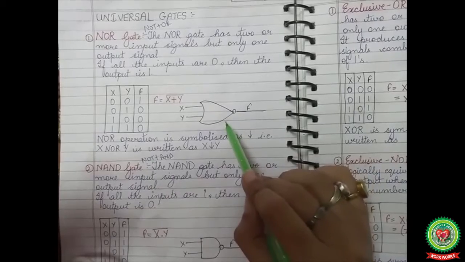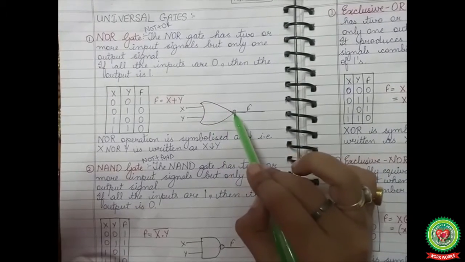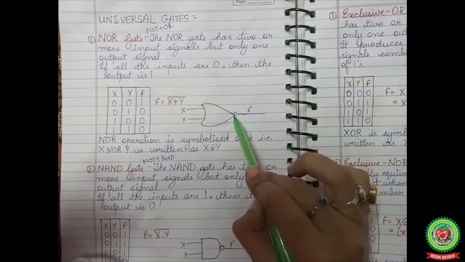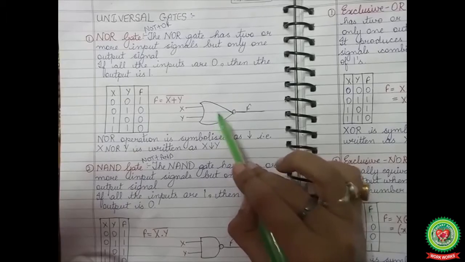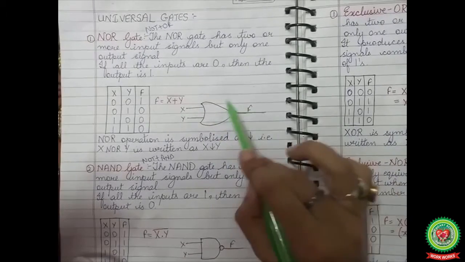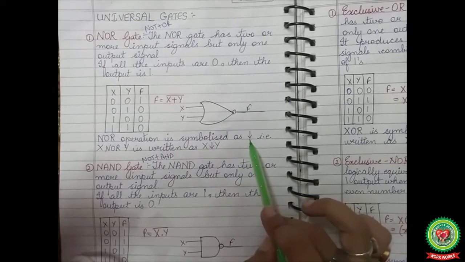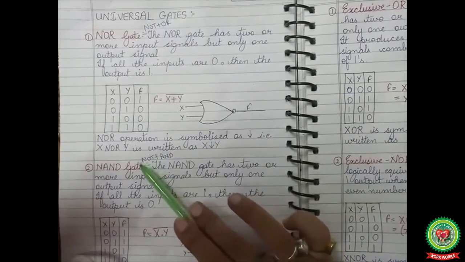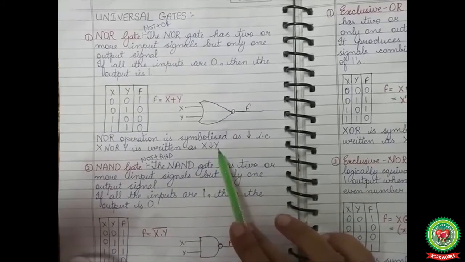Now this is the symbol for the NOR gate. See students, this is the OR gate and we have put this small circle which represents the NOT gate. Together they combine to form the NOR gate. NOR operation is symbolized as a down arrow. That is, x NOR y is written as x down arrow y.